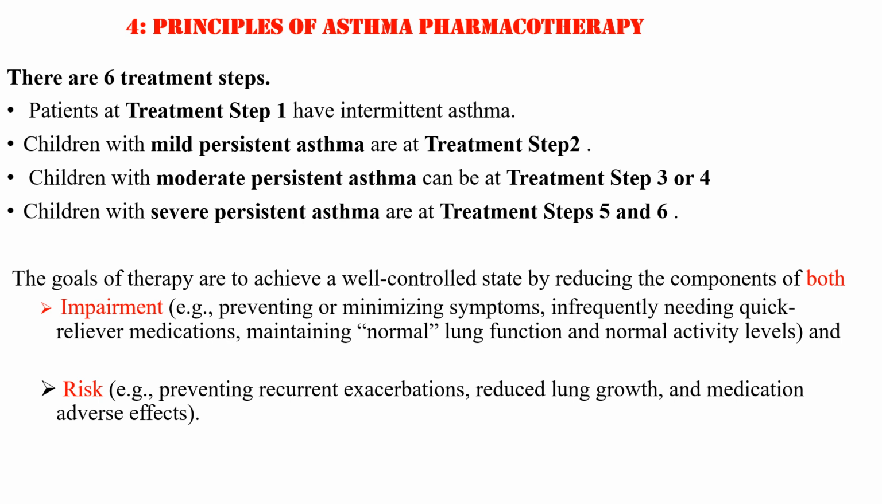Impairment goals are preventing or minimizing symptoms, infrequently needing quick reliever medication, and maintaining normal lung function and normal activity levels. Whereas reducing the components of risk include preventing recurrent exacerbations, reduced lung growth, and medication adverse effects.